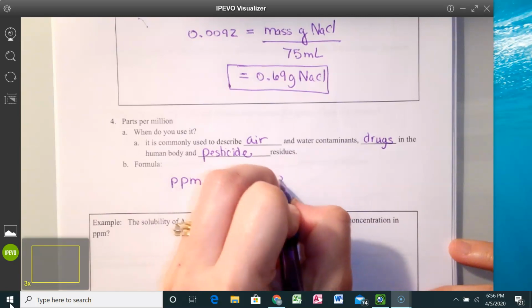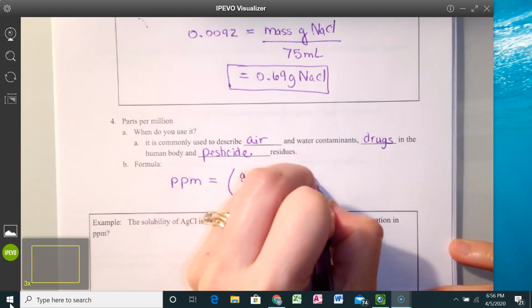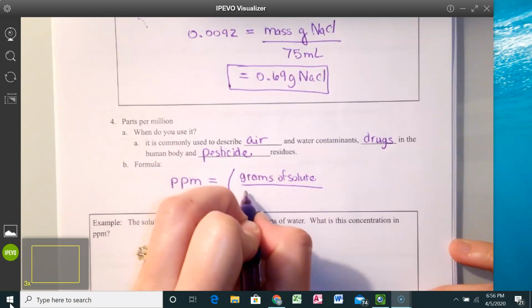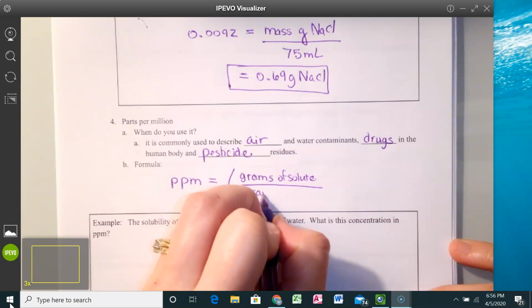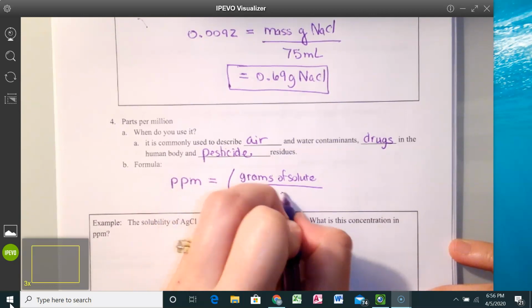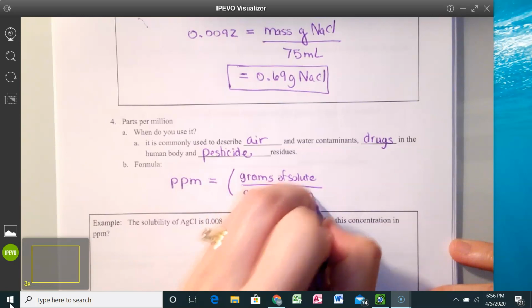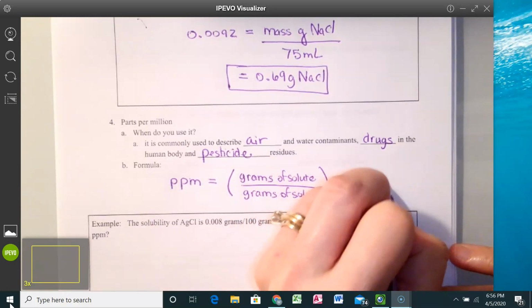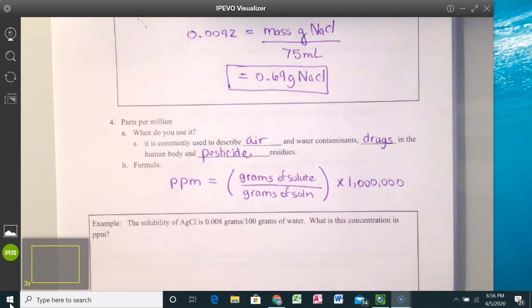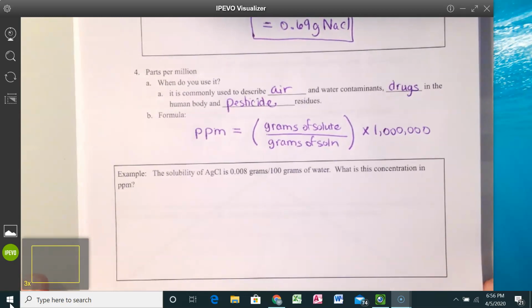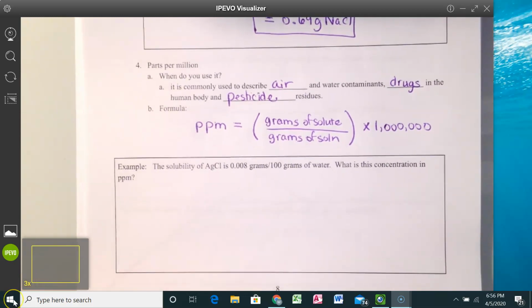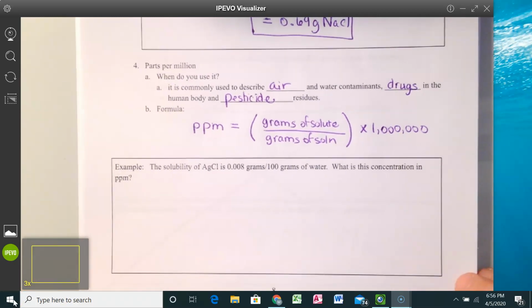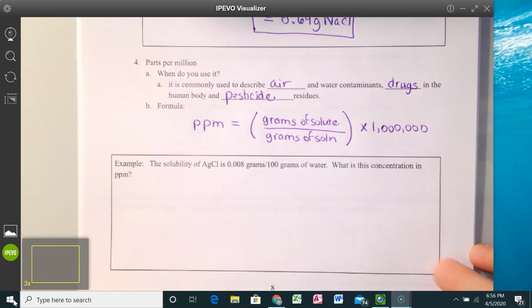But it would be grams of our solute divided by grams of our solution, and then times 1 million. So let's do this problem, and this is going to be a really good one because it's going to make you have to think just a little bit more with what you're going to be dividing things by.